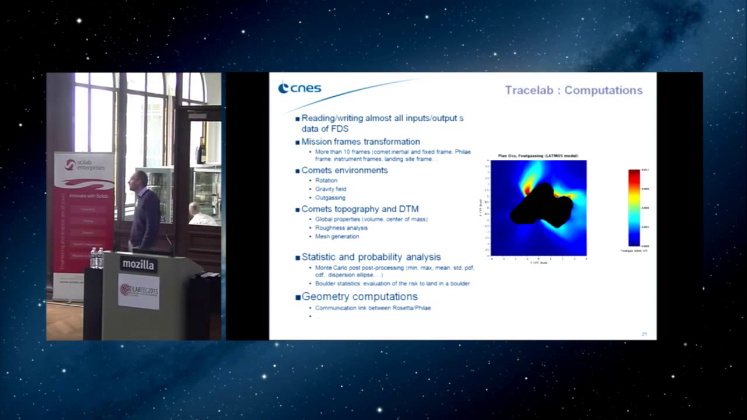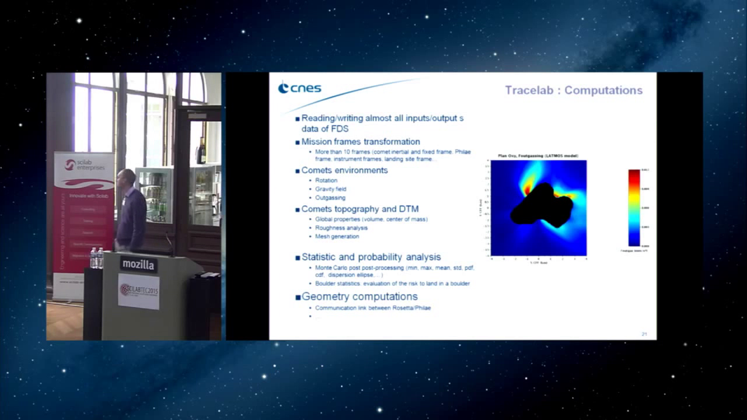We also have to do some analysis on the comet topography and digital terrain model. As Thierry said, we want to choose a place as smooth as possible, so we need to analyze the topography. So we're working either with a global model, analyzing basic properties like the volume, the center of mass. For local digital terrain models, we were doing some roughness analysis. We also have some mesh generation to try to have quite regular meshing at the surface of the body for specific analysis.